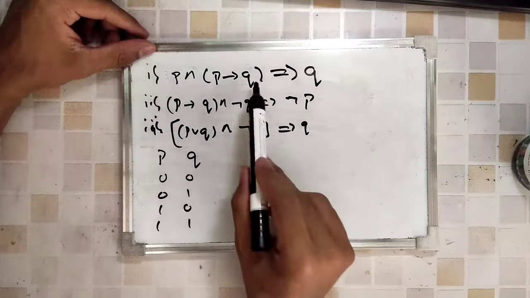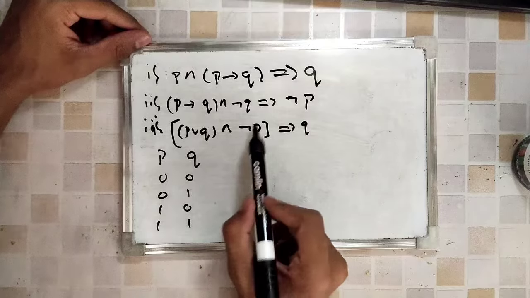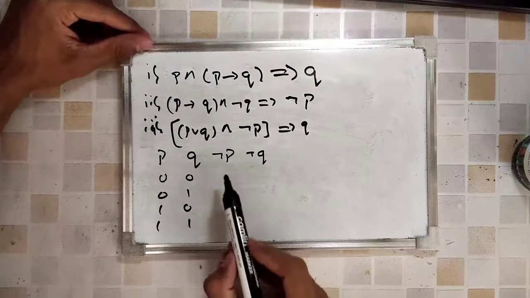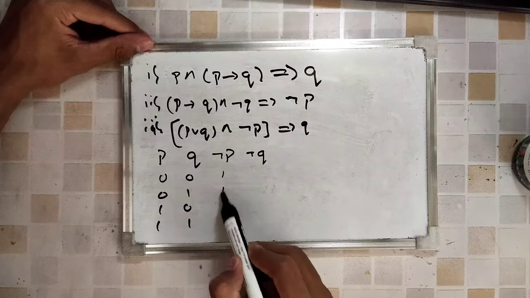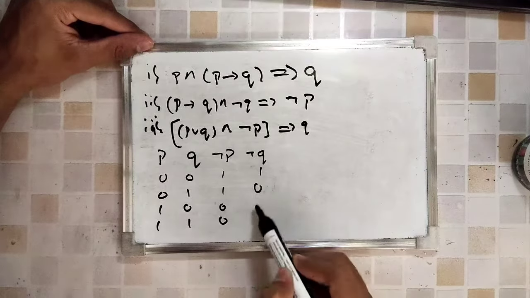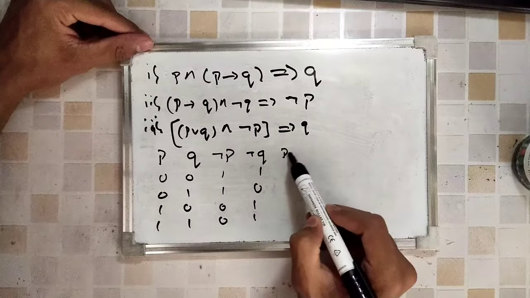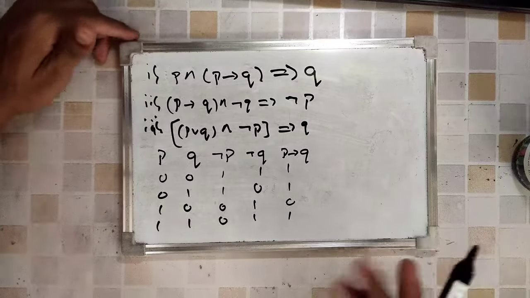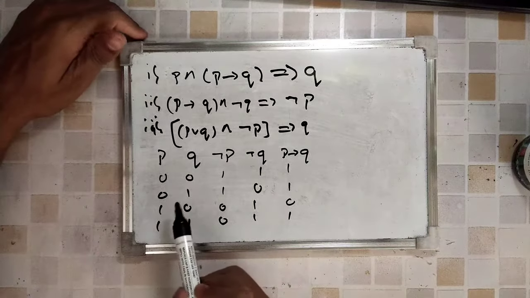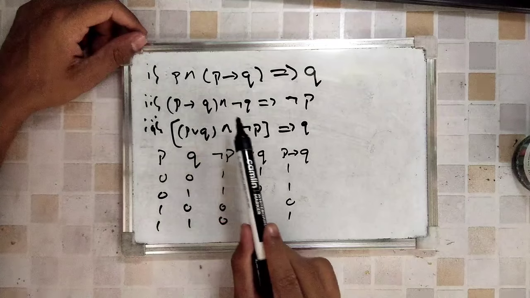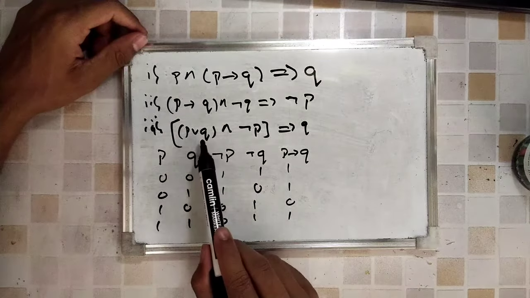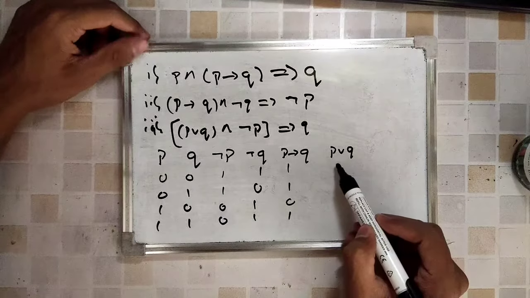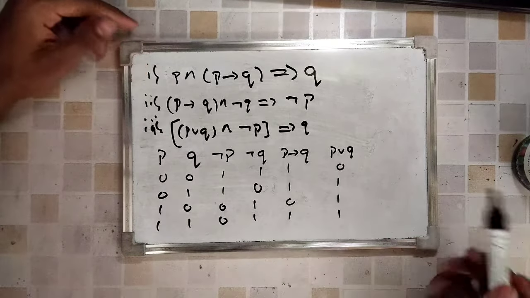Now, whatever is inside, I have to make it 1. So I have negation Q also, negation P also. I'll take negation P, negation Q: it is 1 1 0 0, 1 0 1 1. Then I'll take P implies Q, which is in fact 1 1 0 1. How is that? It's there in the beginning of the video. And then I have P or Q. What is P or Q? 0 1 1 1. That's it, right?